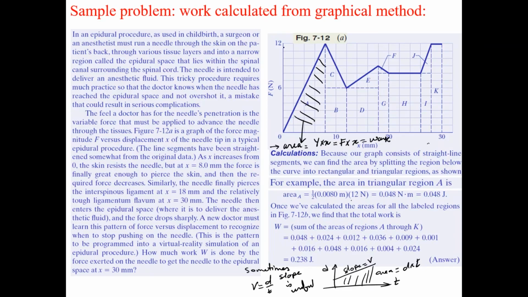So anyway, we're given the variation of this force versus displacement at different locations as the needle is inserted. The question was to find the work done by the force exerted on the needle to get the needle to the epidural space at x equals 30 millimeters. So we have a force versus displacement. We want to find the work. This is simply the area under the graph, right? So I'll just find the area under this graph.